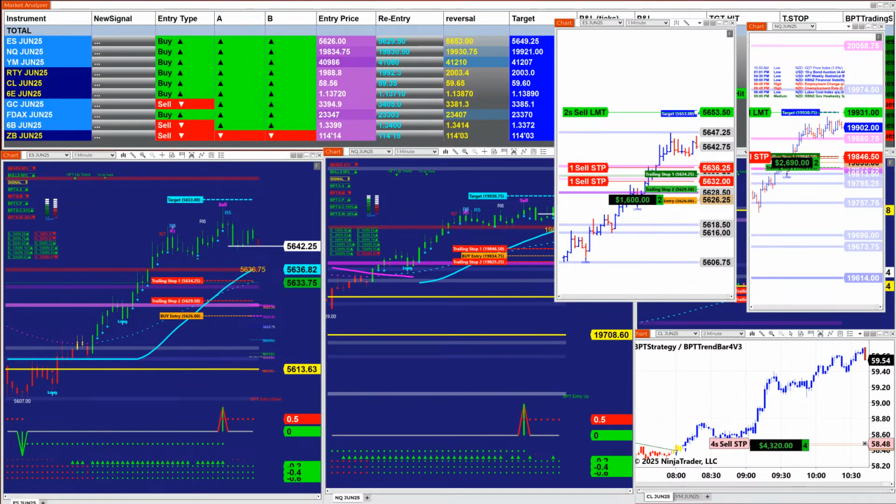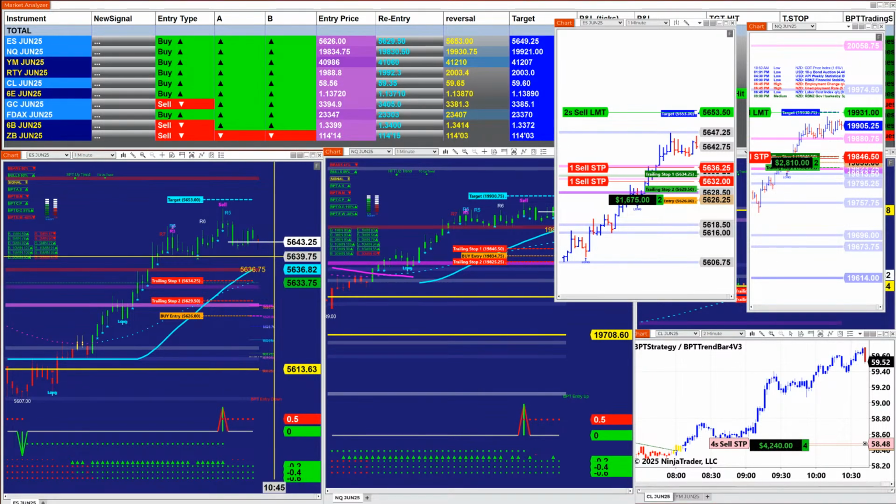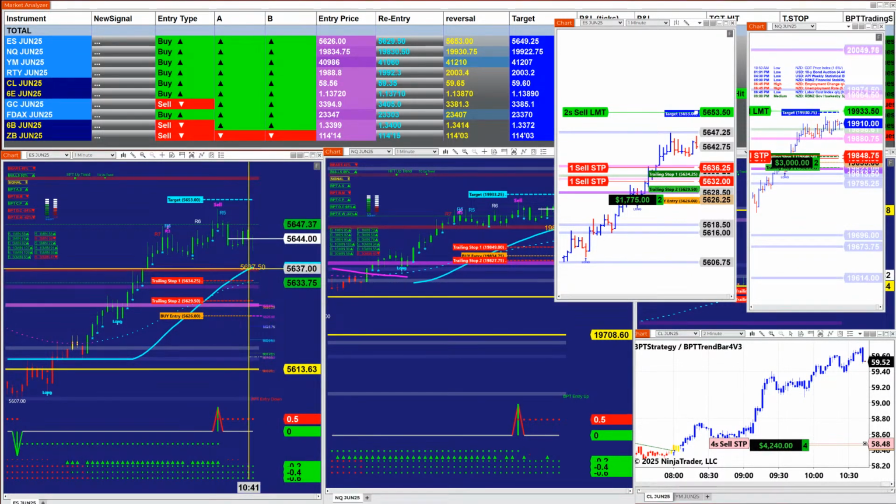Be careful with the ES. Your re-entry point is right there, 56.37. You do not have a short. You should not allow your auto trade to take a short. This is the re-entry, it's right there. Where's my crosser? You don't have a short. You should not allow any auto trade to take a short at this moment.